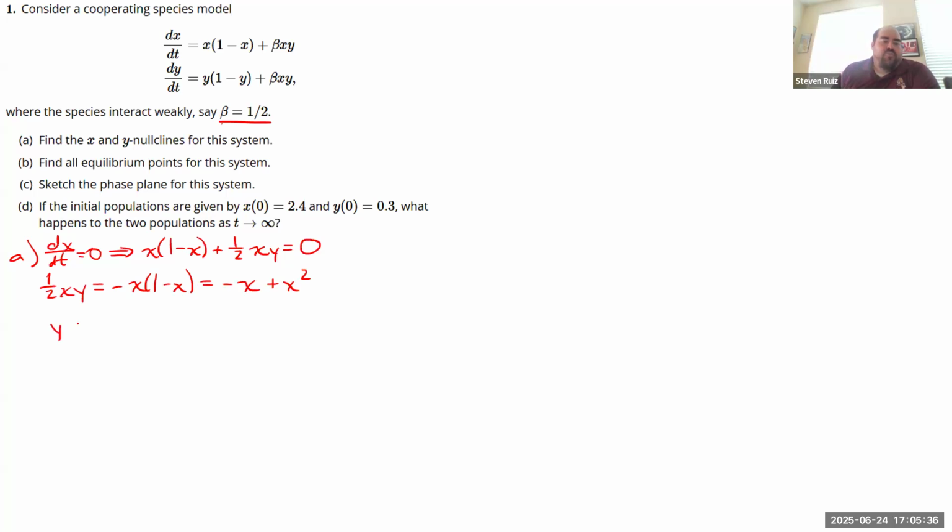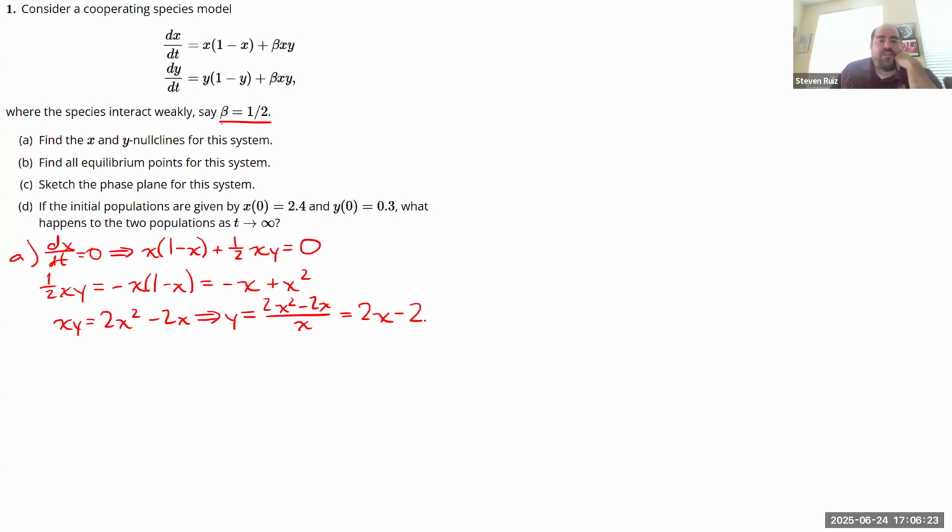So y equals x squared. Actually, let's do this first. Let's double everything. So xy equals 2x squared minus 2x, which means that y equals (2x squared minus 2x) over x, which gives me what? Can I divide by x? Well, I don't want to divide by 0, but I think it's reasonable to assume that x is not going to be 0. Because if x is 0, then this species is extinct, and there's no real reason to study what goes on with this. So y equals 2x minus 2.